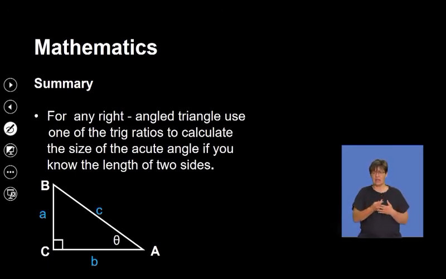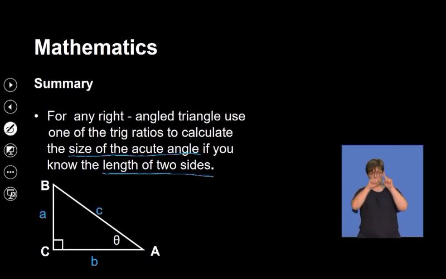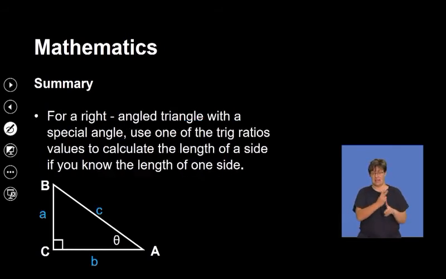For any right-angled triangle, I can use one of the trig ratios to calculate the size of the acute angle if I know the length of two sides. If I'm still given two sides, I can find the size of the acute angle. So this was about the relationship that we spoke about in terms of angles and the sides of a triangle.